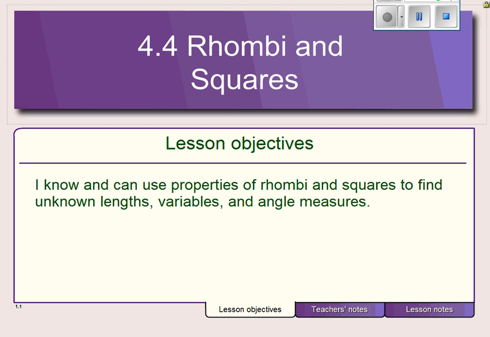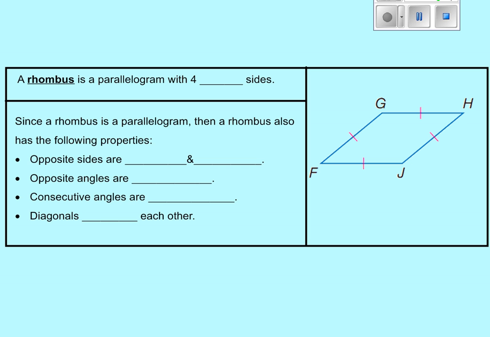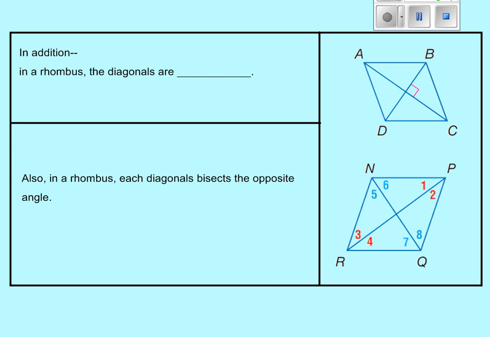There are a couple other things that are true with rhombi and squares, and we'll get to those in just a second. First off, a rhombus is a parallelogram with 4 congruent sides, so it's a specific kind of parallelogram. So, kind of what we just talked about, opposite sides are congruent and parallel, opposite angles congruent, consecutive angles supplementary, and the diagonals bisect each other. A couple other things you need to know about a rhombus. One, it's got 4 congruent sides. Secondly, in a rhombus, the diagonals are perpendicular. So not only do they bisect, but they are perpendicular.